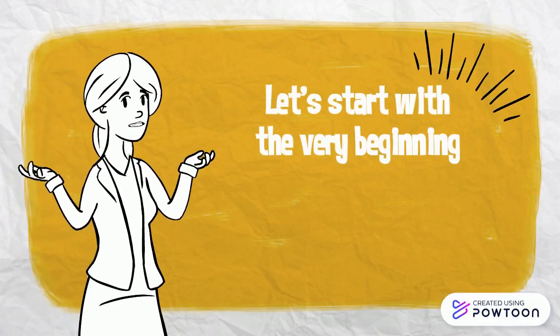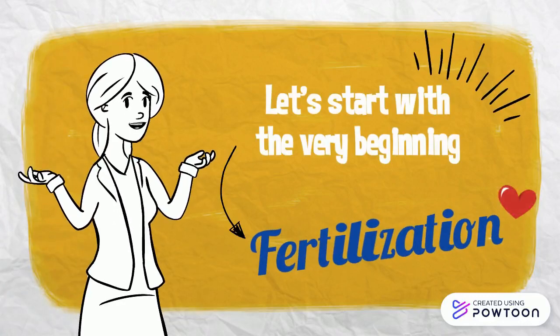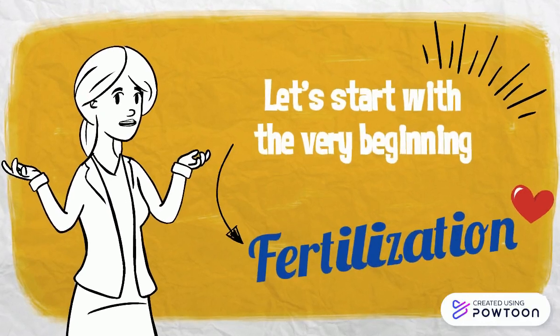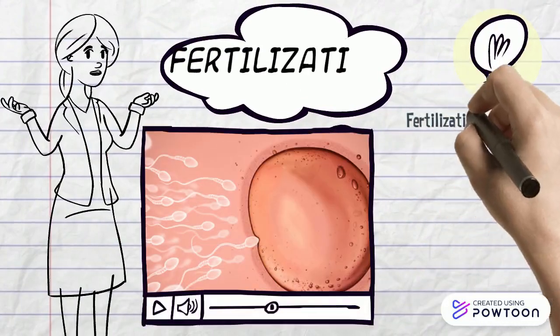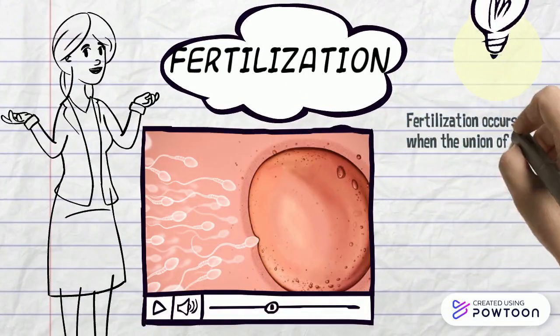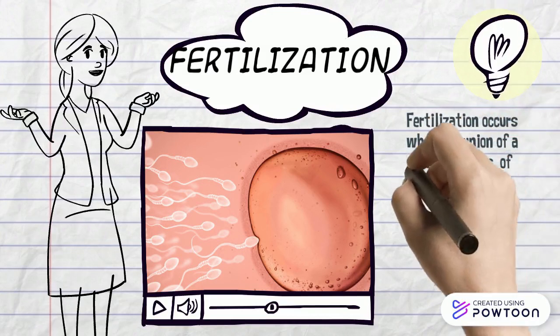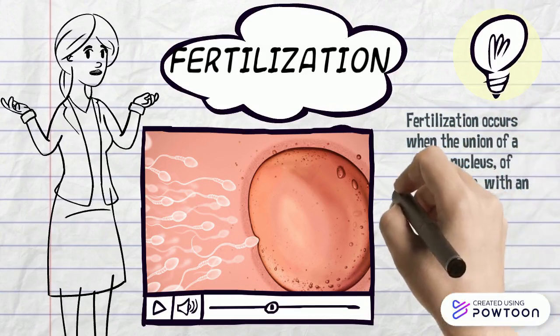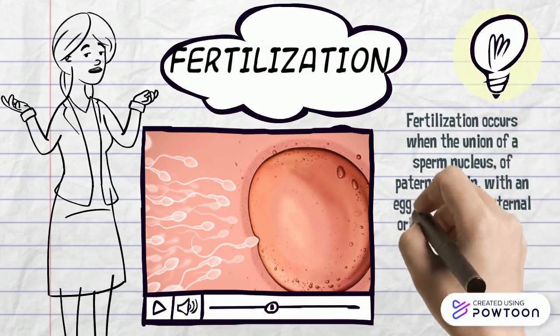Let's start in the very beginning. Fertilization. Fertilization occurs when the union of a sperm nucleus, of paternal origin, with an egg nucleus, of maternal origin, happens to form the primary nucleus of an embryo.